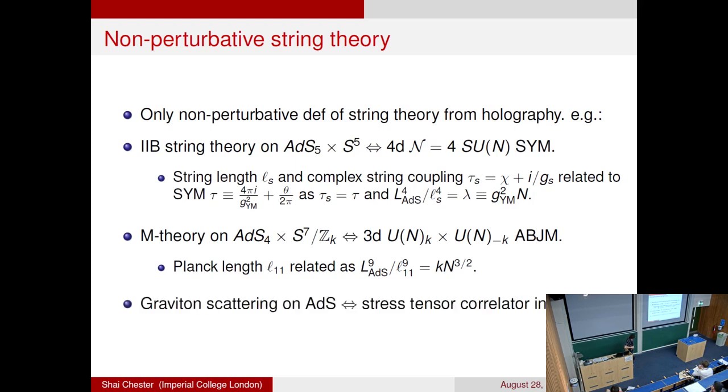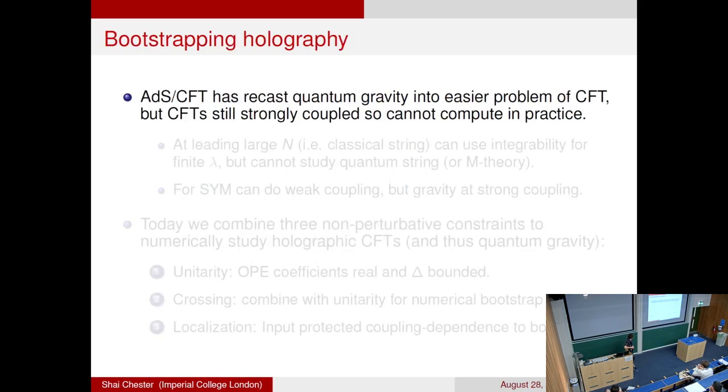In the AdS/CFT dictionary, graviton scattering on AdS is related to the stress tensor correlator in the CFT. And so this holographic description is pretty much the only way we know how to define non-perturbative string theory to date. So if we want to learn about non-perturbative string theory, we pretty much have to use holography, at least so far.